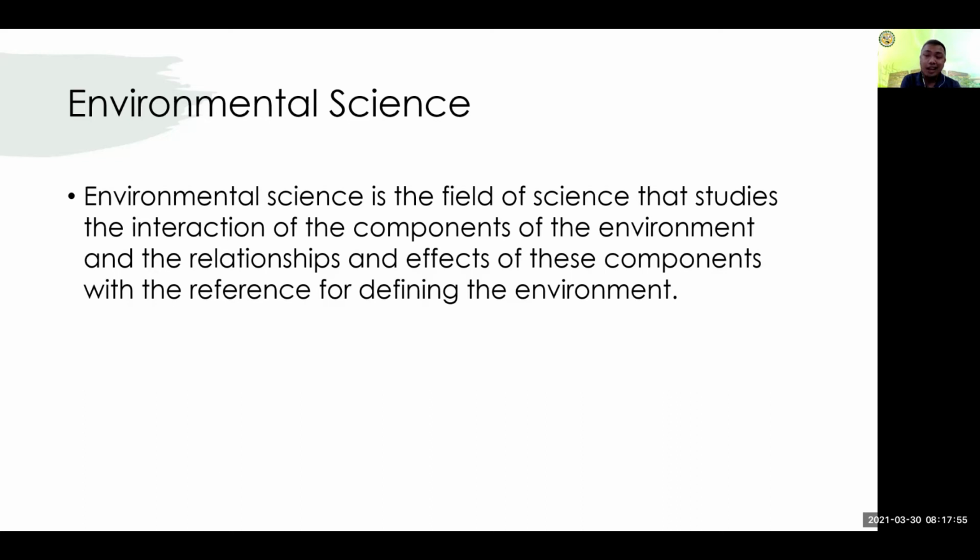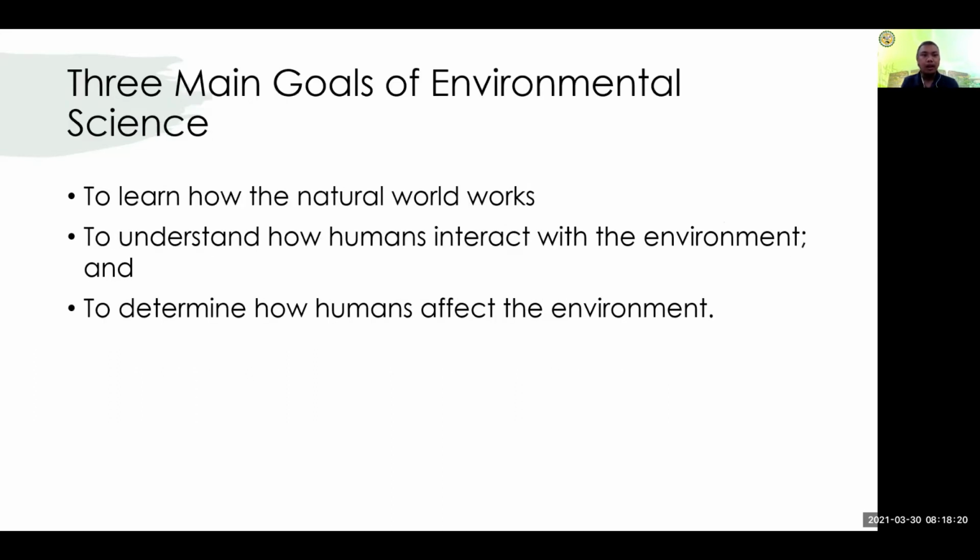So environmental science is a multidisciplinary and interdisciplinary field. Particularly, it's a normative science that focuses on how the biotic and abiotic factors interact with each other and how they affect each other. Primarily, one aspect of environmental science is to look for solutions of different environmental problems that people encounter. Now, we have three main goals of environmental science.